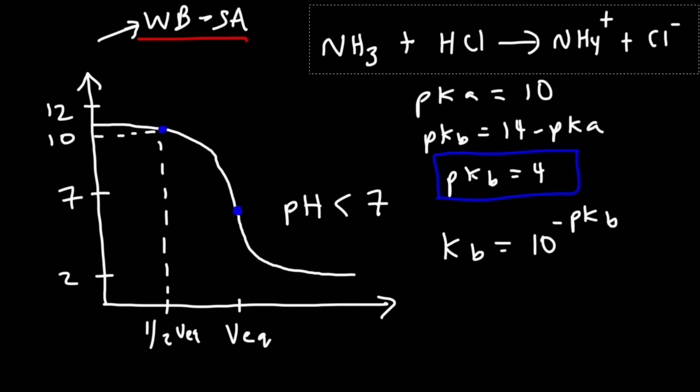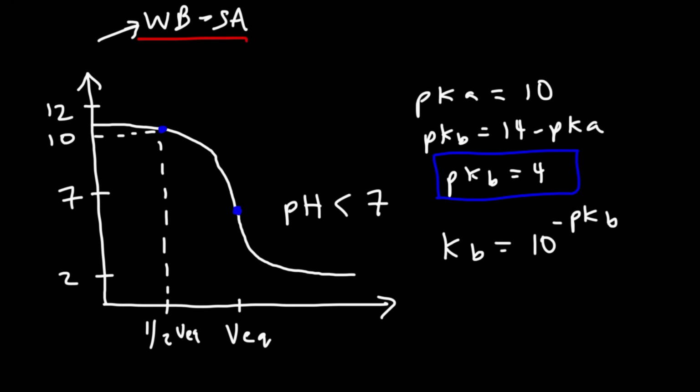Now let's replace this equation with a more generic version. So here we have the weak base. We'll call the weak base A minus. And we're adding acid to it, which we'll call H plus. And we're going to get the conjugate acid HA.